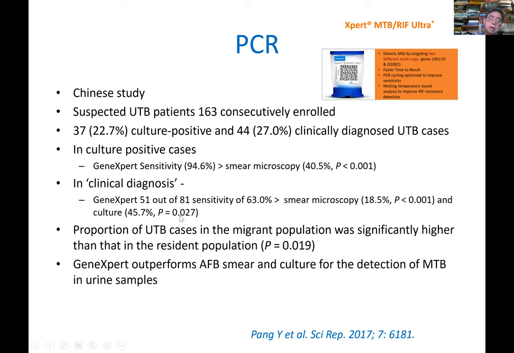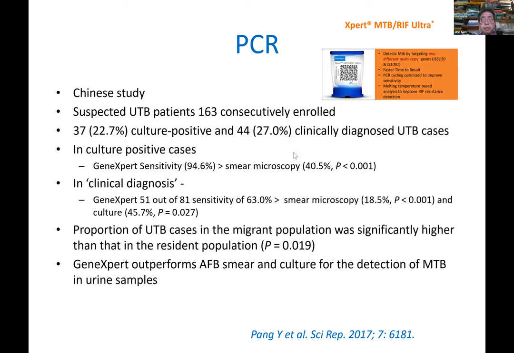So what the data are telling you is it is possible that the PCR will give you a more sensitive test than even culture. They did a sense check whether this made reality the likeliest thing, and what they did was they looked at their migrant population versus the resident population, and again the proportion of urinary or urological TB was higher in that group. So a sense check to at least show us it is likely these are real cases that are being detected.